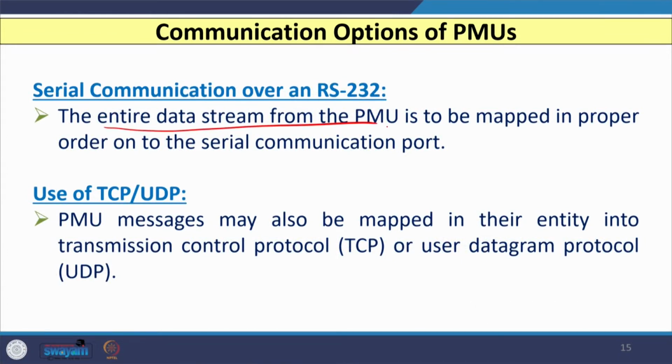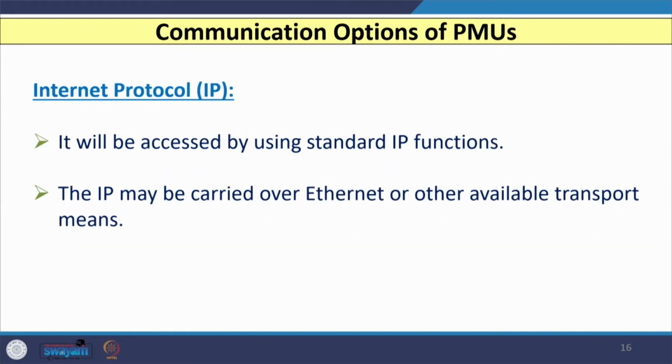To achieve this, normally we can go for serial communication using the RS-232 port. The entire data stream from the PMU is mapped in proper order on the serial communication port. We can also go for the transmission control protocol, that is TCP, or we can use the user datagram protocol, that is UDP. PMU messages may also be mapped in their entirety into TCP or UDP. Like this also, the communication is possible.